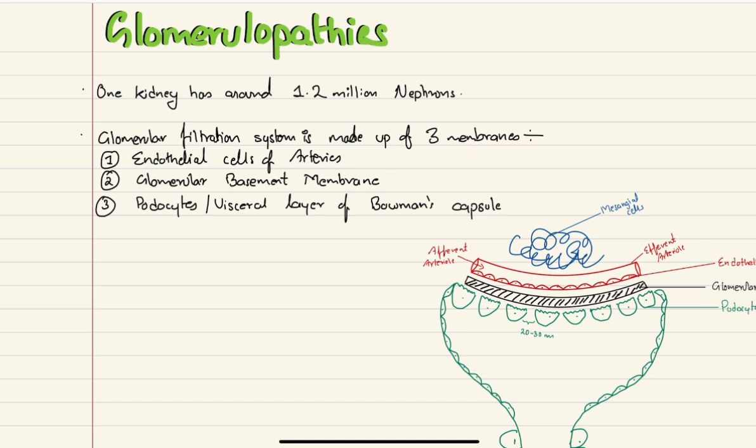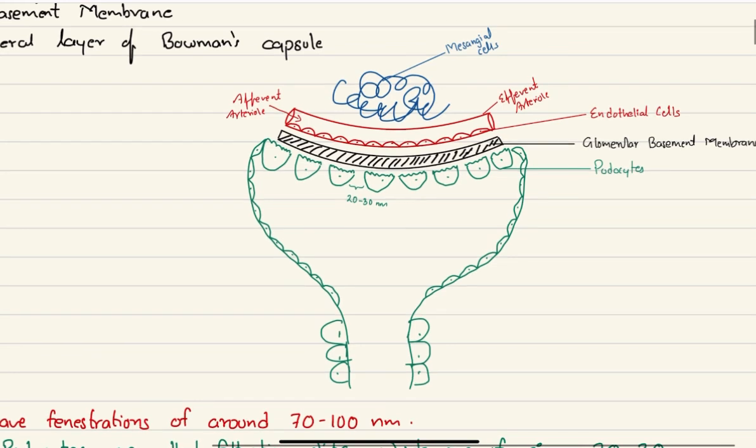Now, before understanding nephrotic syndrome, we must understand the glomerular filtration system. This filtration system is actually made up of three membranes. If you look at this picture here, it is from the afferent arteriole that the blood comes into the kidney, and from here you see these cells. These are the capillary endothelial cells. These are the first line of filtration, the first membrane through which the blood gets filtered.